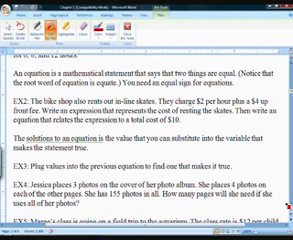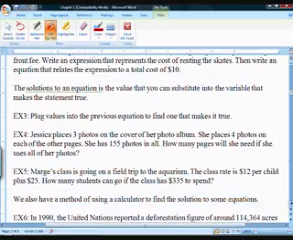And that's what it's saying there. The solution to an equation is the value that you can substitute into a variable that makes a statement true. And you did find the solution. That was example 3. It says plug values into the previous equations to find one that makes it true. You just did that. Example 4. Nearly finished.